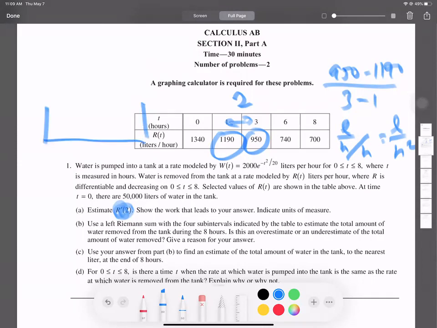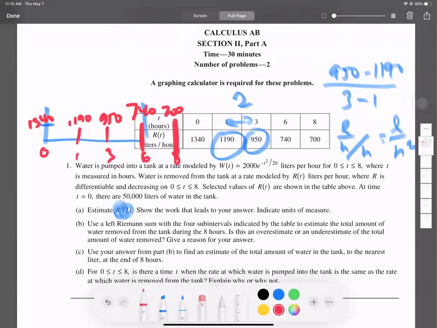So the first one, the height is 1340. The second one is going down to 1190. The third one's going to be 950, and 740 and 700. And the bases between these values, that's 0, 1, 3, 6, 8, so the bases here are 1, 2, 3, and 2. And they told us left Riemann sum, so we're going to take that left number, the left number, the left number.